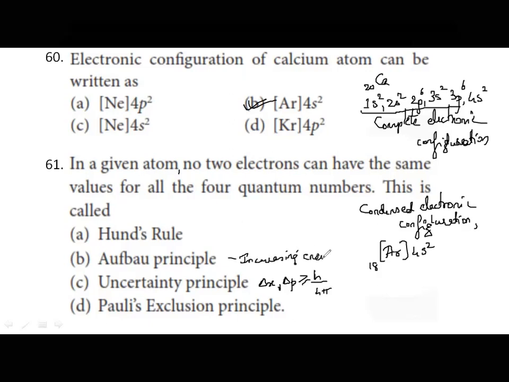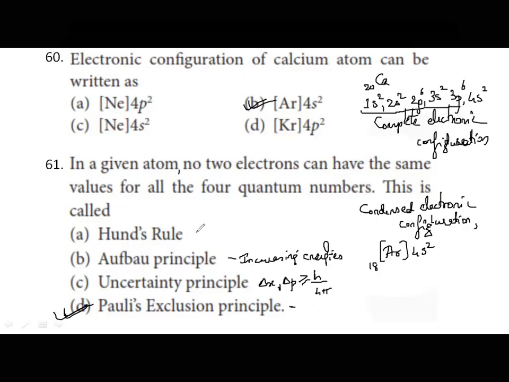Increasing energies. Okay. So in the orbitals of increasing energy. What does Pauli's exclusion principle say? It says for two electrons, none of the four quantum numbers can be the same. Or you can say, for an orbital, the two electrons of an orbital will have different spin quantum numbers, or no two electrons can have the same values of all four quantum numbers. So the given option is Pauli's exclusion principle.